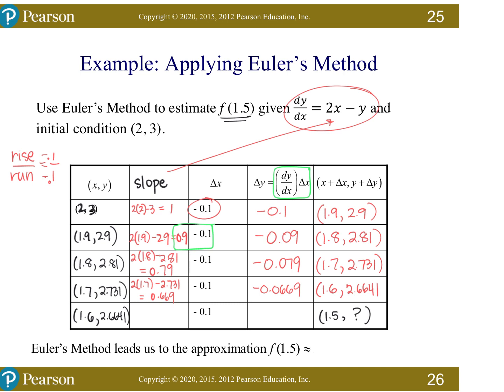All right, so 2 times 1.6 minus 2.6641. That's 0.5359. So a resulting fall of 0.05359. So I'll end up with, let me erase this so I can.